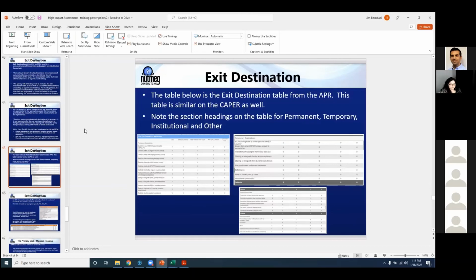So the tables below are the exit destinations from the APR. Note the section headings. So permanent, the temporary destinations, or the homeless destinations. Those are the areas you want to look at when you're looking at these tables. If you expect all your clients to show in the permanent destinations category, then you would expect to see zeros in the other two categories. And of course, as infrequently as possible, having people exiting with no exit interview or data not collected.